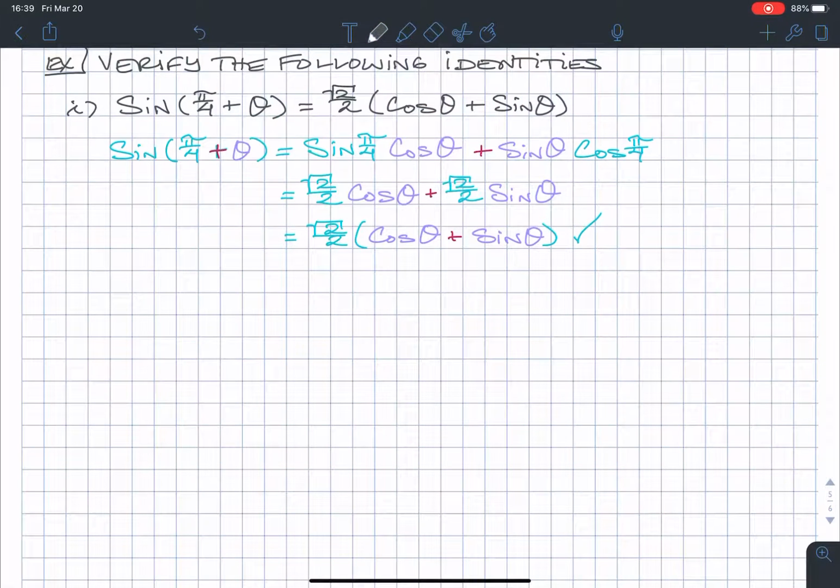Okay, so number 2, let's show that cosine of theta plus phi plus cosine of theta minus phi is twice cosine theta times cosine phi.